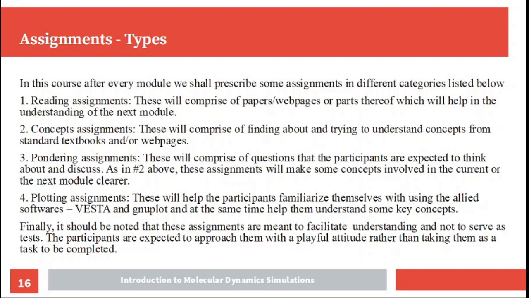And finally, I should mention that these assignments are meant to facilitate understanding and not to serve as tests. So the participants are expected to approach them with a playful attitude rather than taking them as a task to be completed.